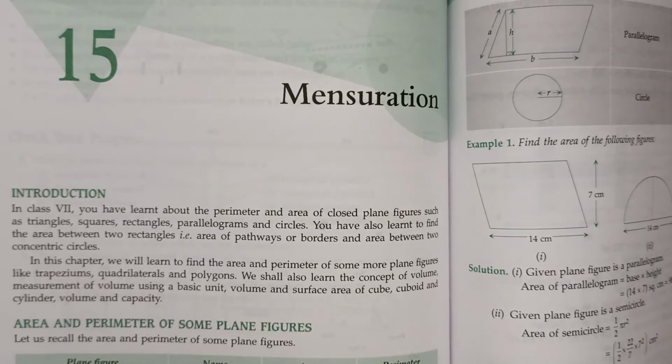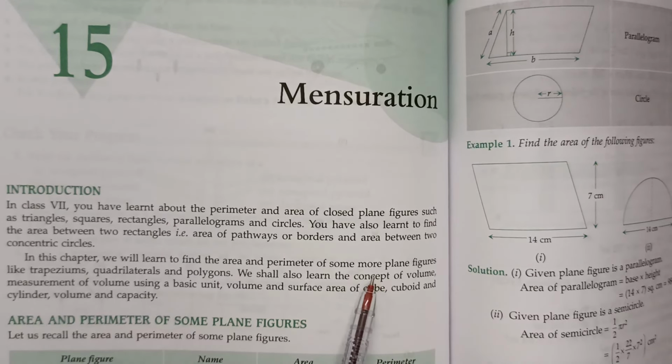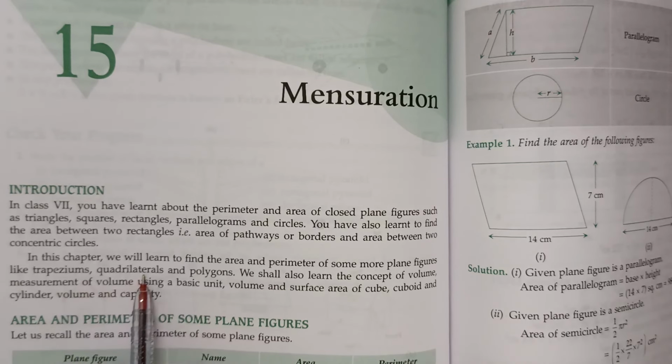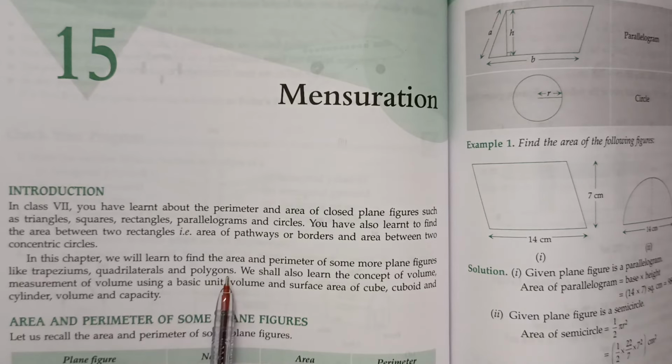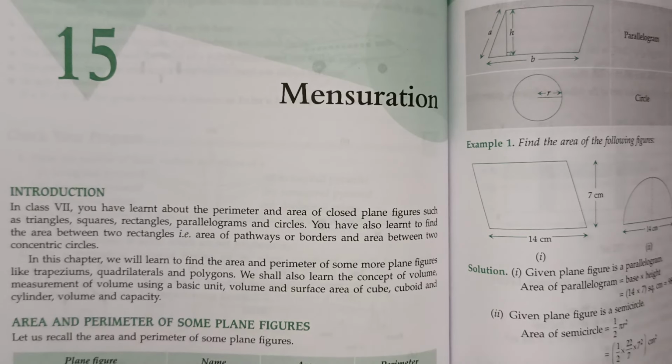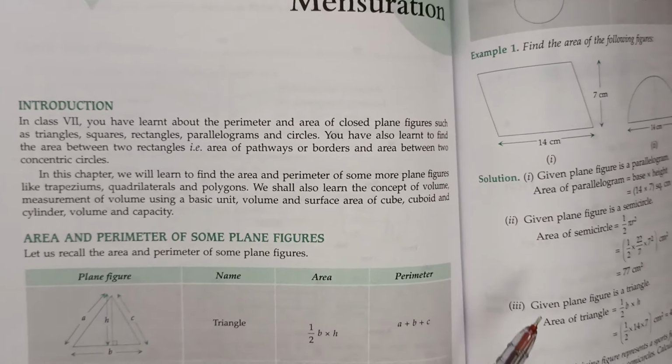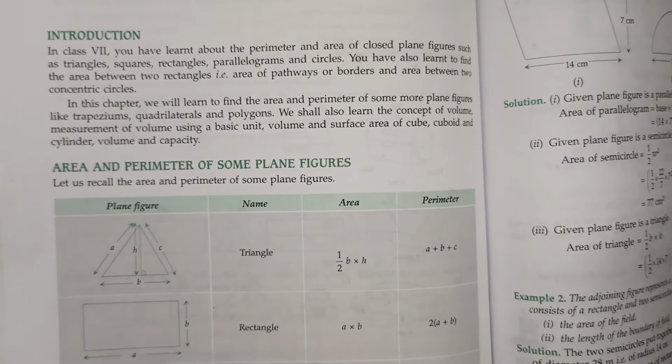In this chapter, that is in class 8, we will learn about the area and perimeter of some more plane figures like trapeziums, quadrilaterals and polygons. Okay, so let us do the recap of whatever you have done in your previous class. That is area and perimeter of the plane figures which you all have learned in your previous classes.